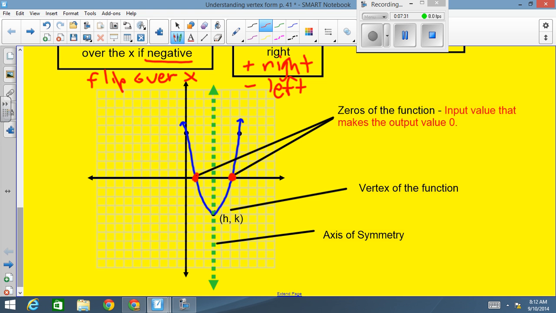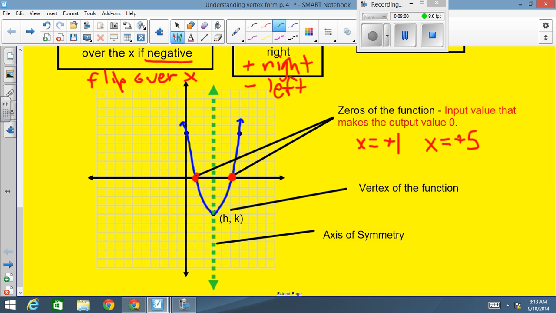That's why they're called zeros of the function. They're not just called x-intercepts. They're called zeros of the function because when you put those values in, in this case, it looks like x is positive 1 and positive 5, looks to me like those are the zeros. When I put 1 into this function, my output is 0. When I put 5 into this function, my output is also 0.